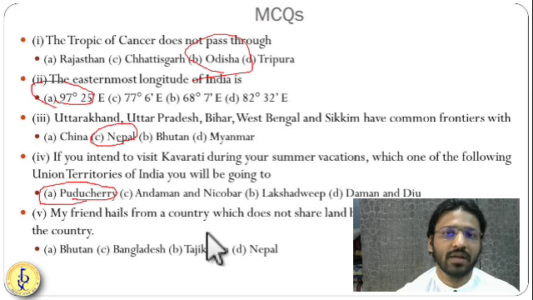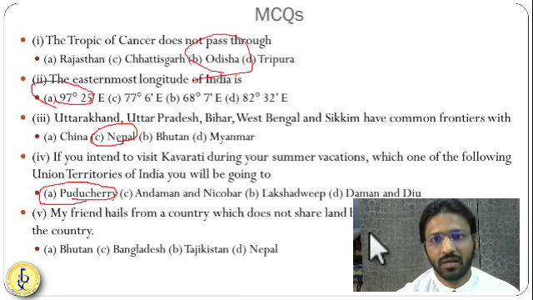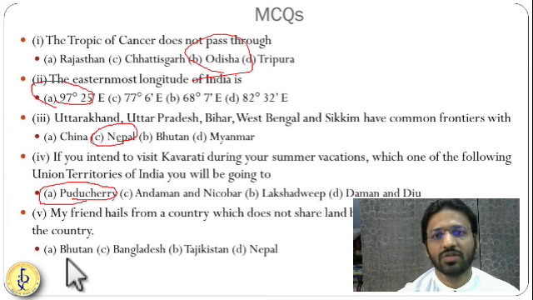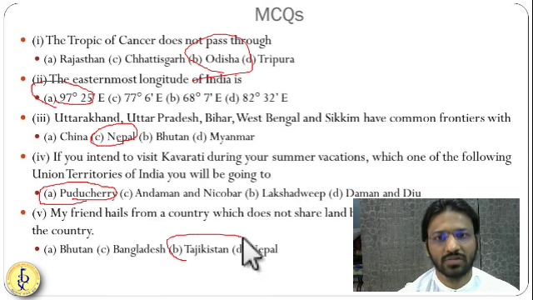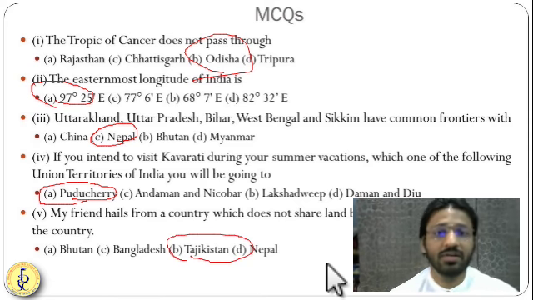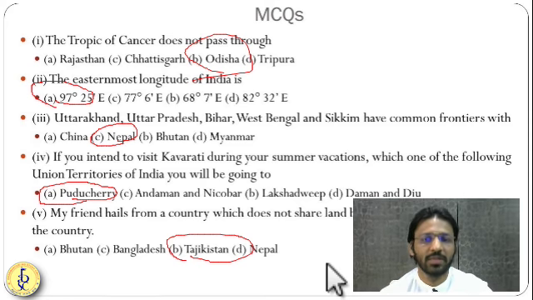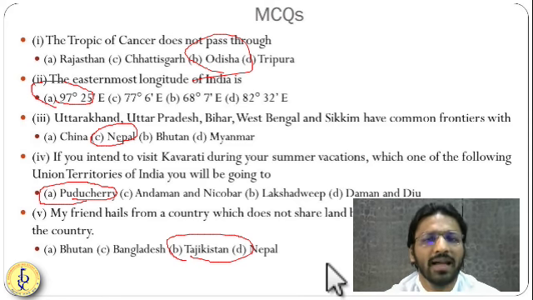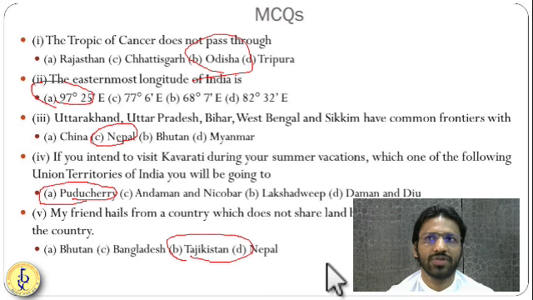My friend hails from a country which does not share land with India. Which is the country? Bhutan shares, Bangladesh shares, Tajikistan does not share, Nepal shares. I hope you have understood this. A very simple chapter, and there won't be any question based on this chapter.